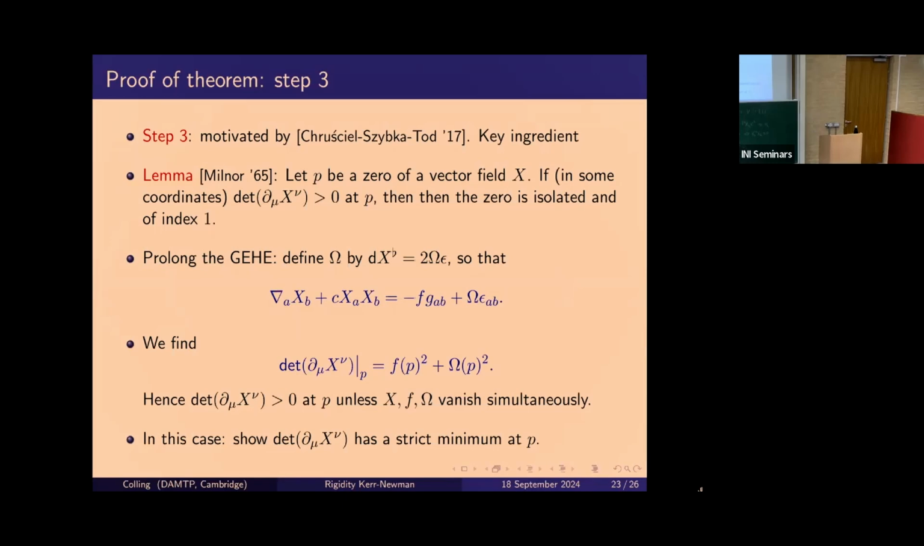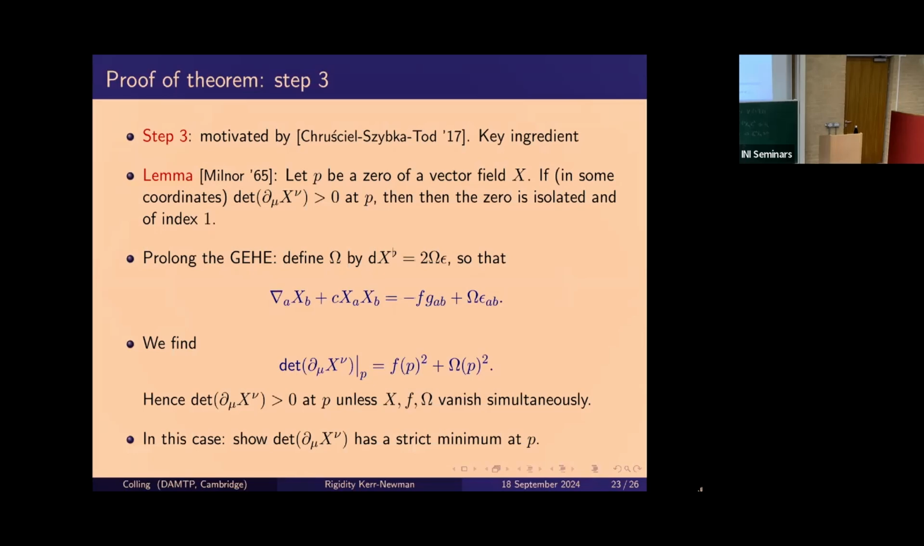x is the real part of z to the n plus z on C. So this vector field has an isolated zero at the origin, and the zero is of index n, because as you go around the origin, it sort of winds n times around the origin. So this has a zero of index n, and moreover, this determinant is 0 at the origin and positive in a neighborhood of the origin.